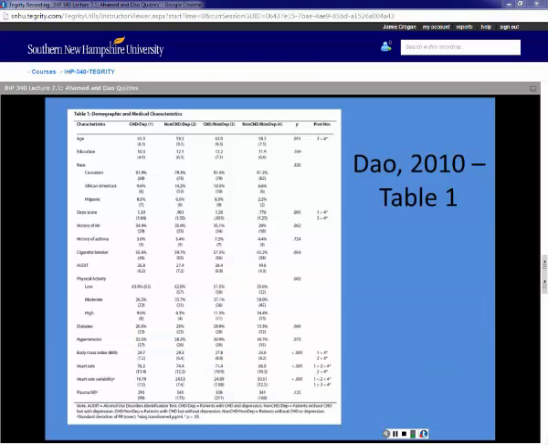On to the next article. In this paper, Dao, 2010, they did some group comparisons, and in this case, they divided up their group of people into 4 groups. And so these are labeled 1, 2, 3, and 4.